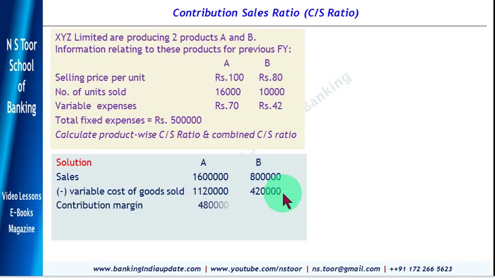And contribution will be according to formula 4.80 lakh in respect of product A, 16 lakh minus 11.20 lakh, 4.80 lakh for product A and 3.80 lakh for product B. Now we can calculate the CS ratio. So CS ratio is 30% in respect of A, 4.80 divided by 16 lakh, we get 30%. Similarly, 3.80 divided by 8 lakh, we get 47.5%.